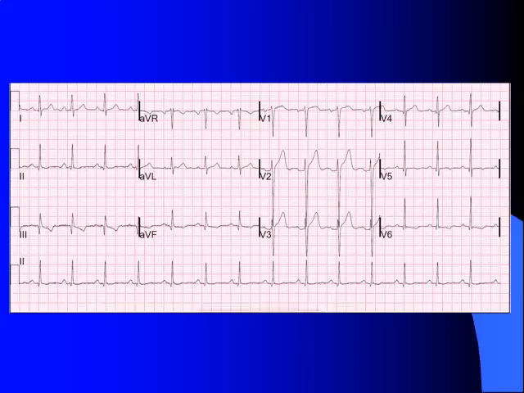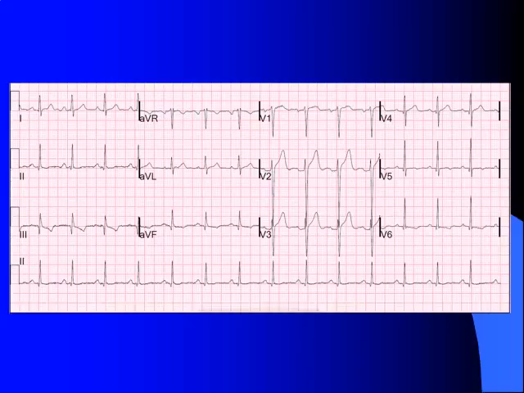Here we have an example of acute anterior STEMI. Even though it's not nearly as ugly looking as the previous one, it's just as, or if not more, severe. This is more than likely a proximal LAD occlusion, which is one of our largest coronary arteries. Looking here, we have ST elevation in V1, 2, and 3.